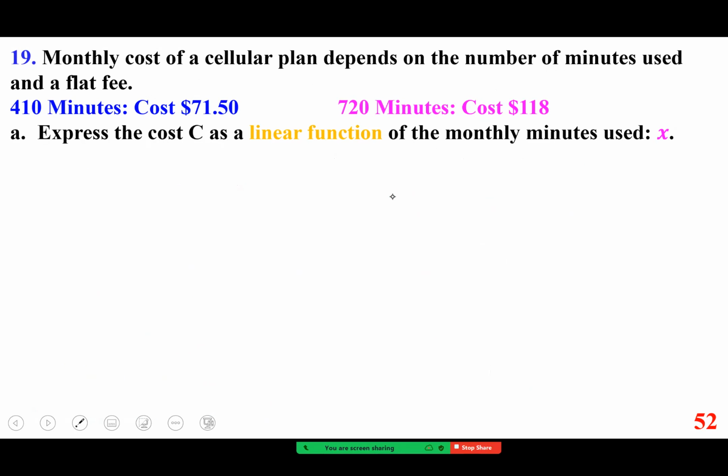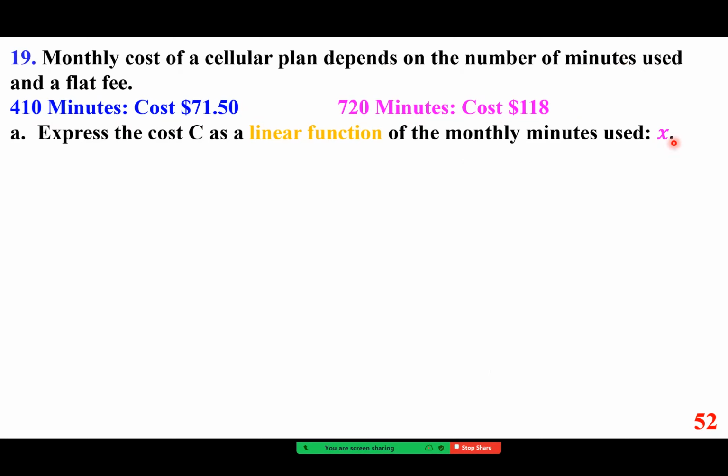let's look at this last question. Monthly cost of a cellular plan depends on the number of minutes used and a flat fee. So 410 minutes, they're going to cost us $71.50. 720 minutes, it's going to cost us $118. So we want to express the cost as a linear function of the monthly minutes used, and they said, okay, use x.